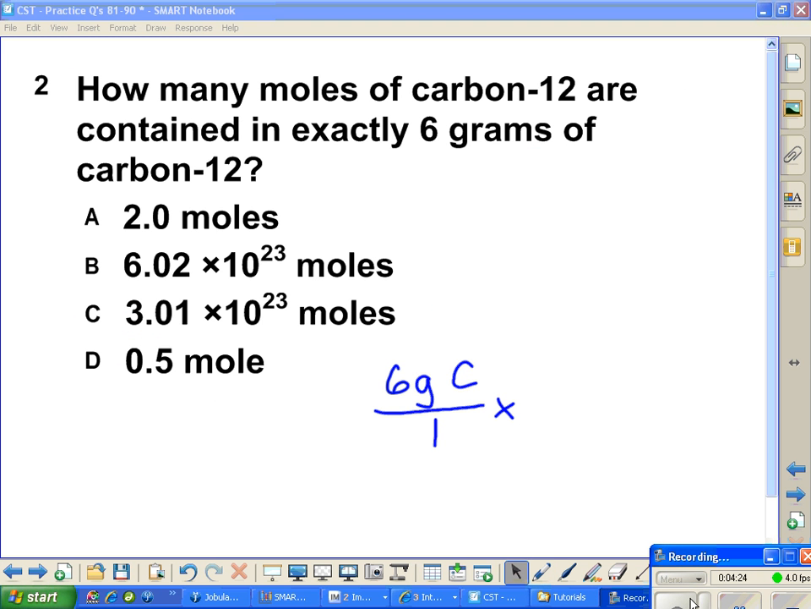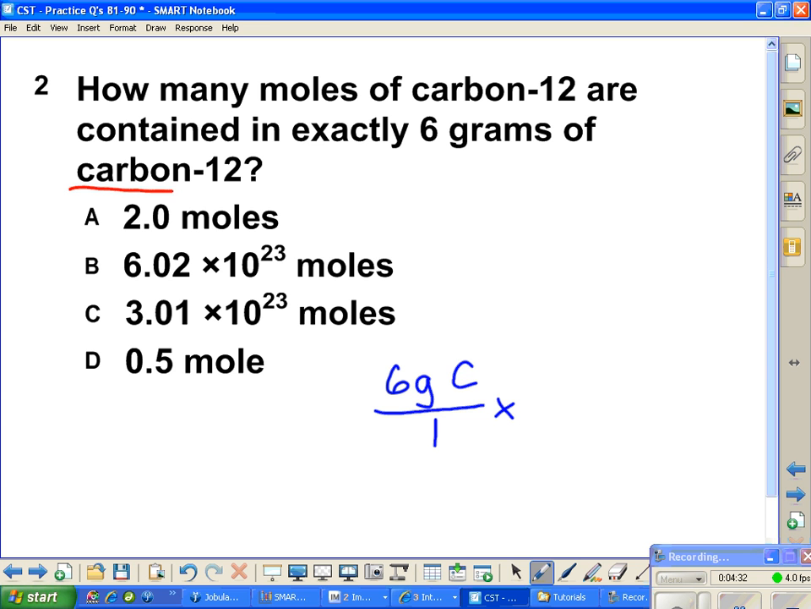Question number 2 here is another calculation problem, and we're starting out with carbon 12. That's what's given in the question. If they're telling me that I have exactly 6 grams of carbon 12, that's going to be my given in this problem, and I've written that right here. Now we have to decide what to do next.